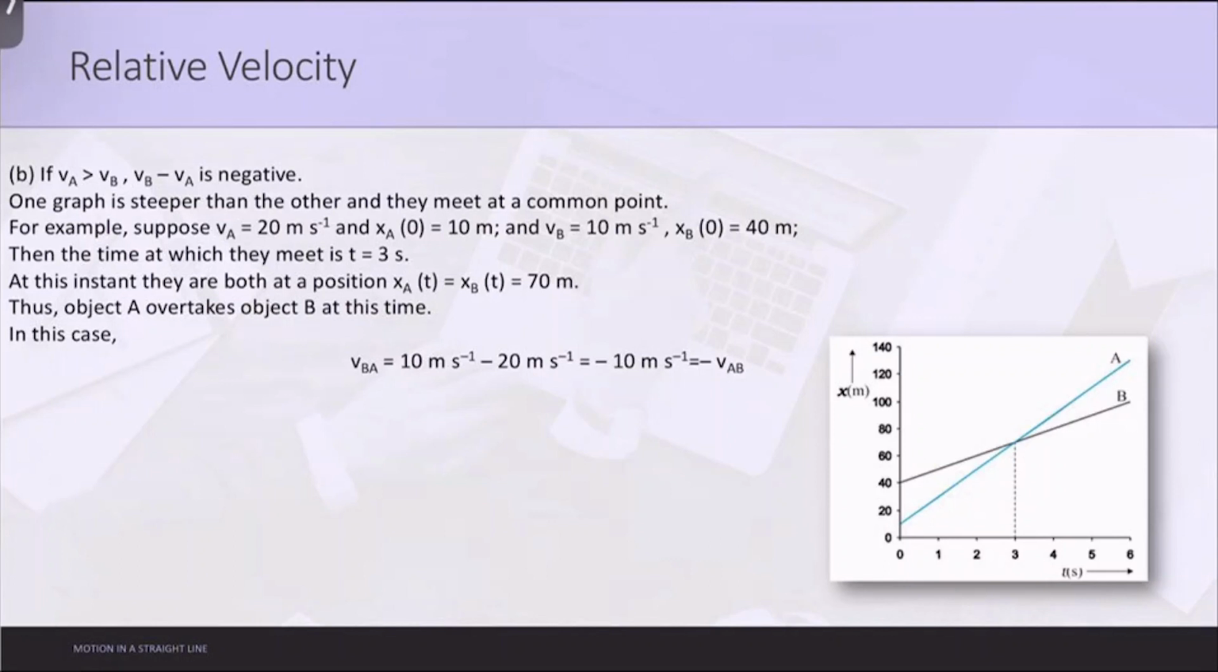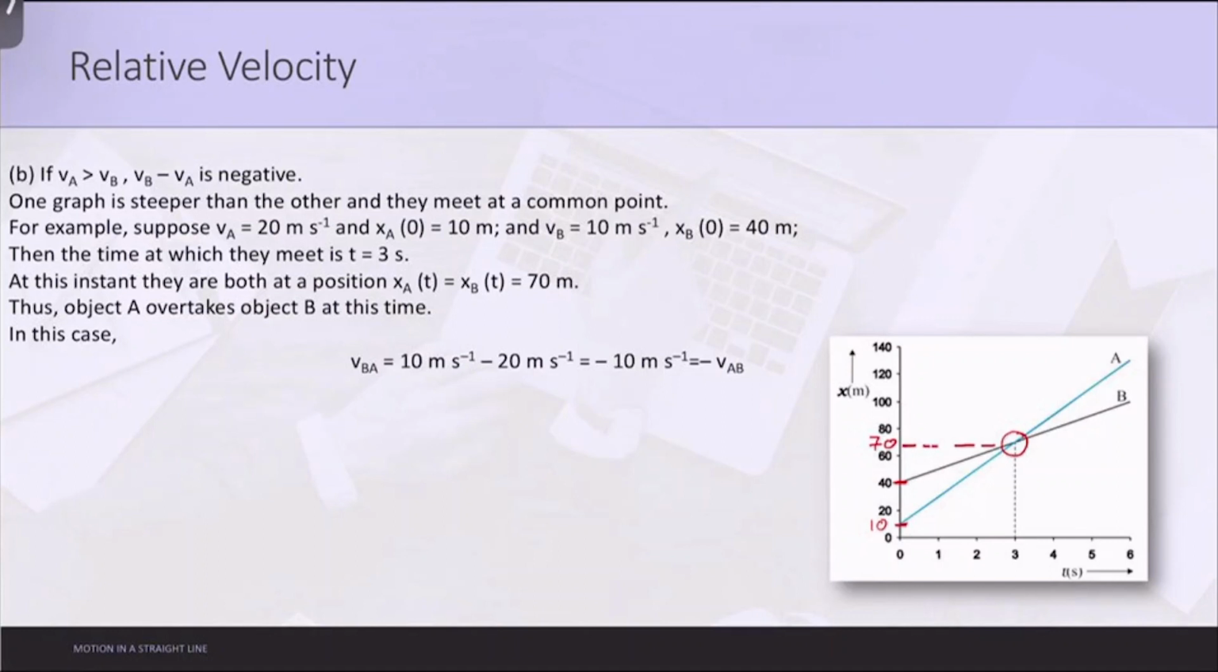For example, suppose VA is 20 meter per second and XA, the displacement of A at time 0, is 10. And VB is 10 meter per second, that means the slope is less, and XB of 0 is 40. Then the time at which they will meet is t equal to 3 seconds. At this instant they are both at a position. XA of t is equal to XB of t, which is equal to 70 meter. Just locate it like this and you will get the answer as 70 meter.